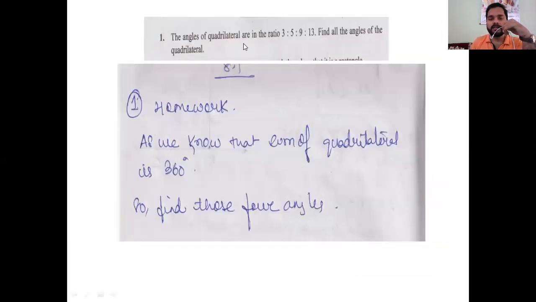Now the first exercise, question number 1. The angles of a quadrilateral are in the ratio 3:5:9:13. Find all the angles of the quadrilateral. It is very easy; we did it several times. We know that the sum of the angles of a quadrilateral is equal to 360 degrees, and if they are in a ratio, then obviously there will be a common factor for all the angles. Let the common factor be x. Then you write 3x plus 5x plus 9x plus 13x equal to 360. Then you find the value of x, and substitute that value in 3x, 5x, 9x, 13x, and you will get all four angles of the quadrilateral.